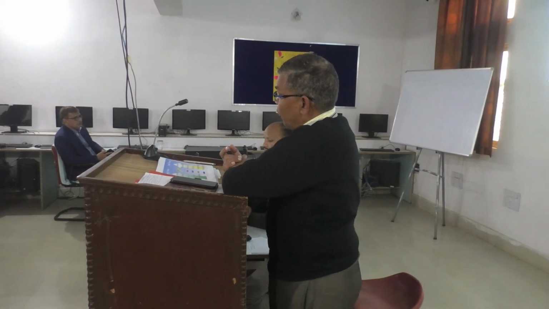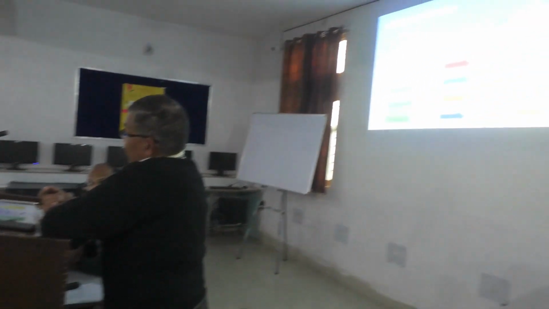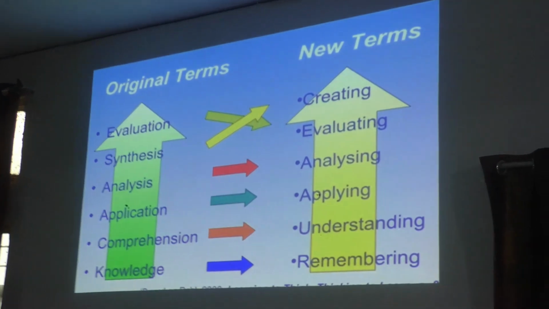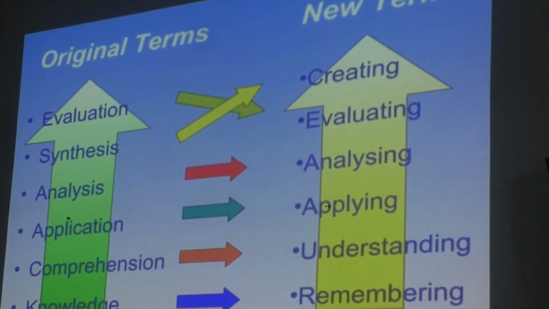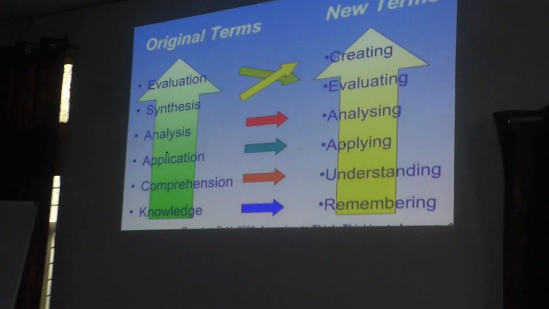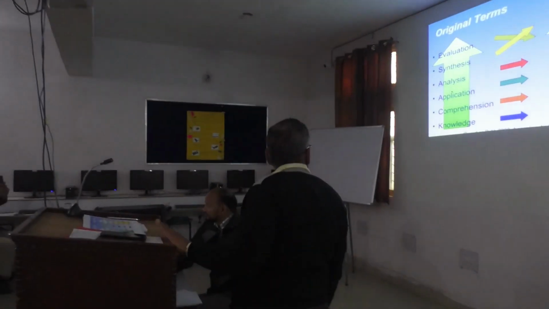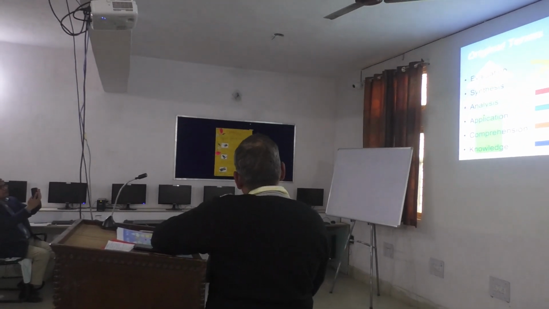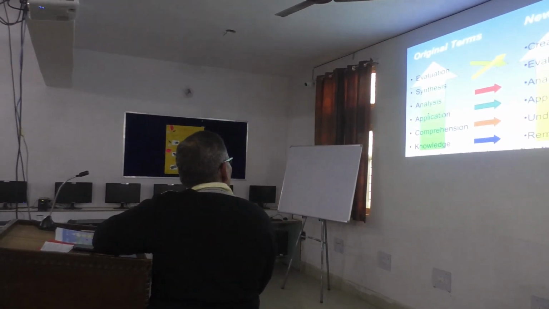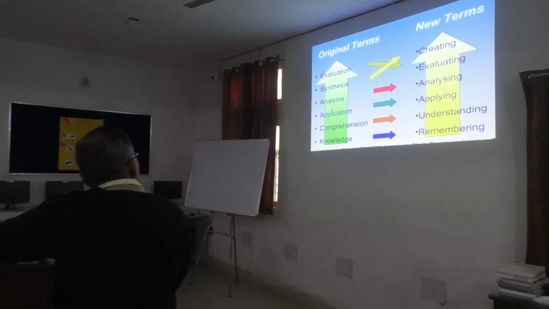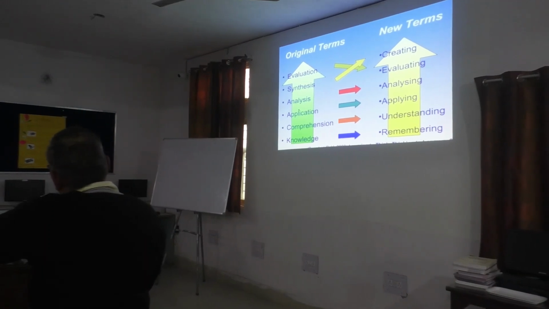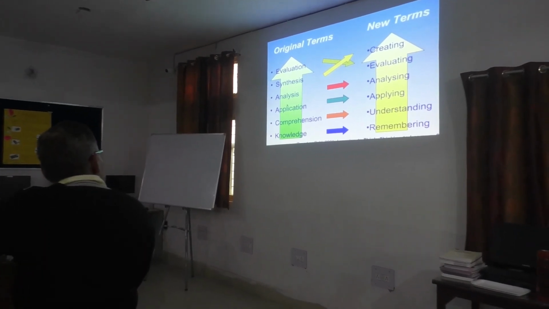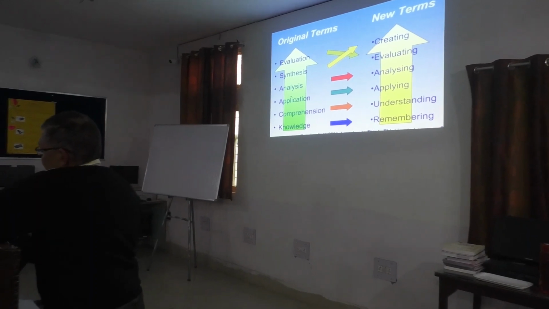You can see the original terms used in Dr. Bloom's taxonomy and in the revised Bloom taxonomy, in which you can see knowledge is revised to remembering, comprehension to understanding, application to applying, analysis to analyzing. Synthesis got the top position, that is creating, and evaluation came second last, that is evaluating.